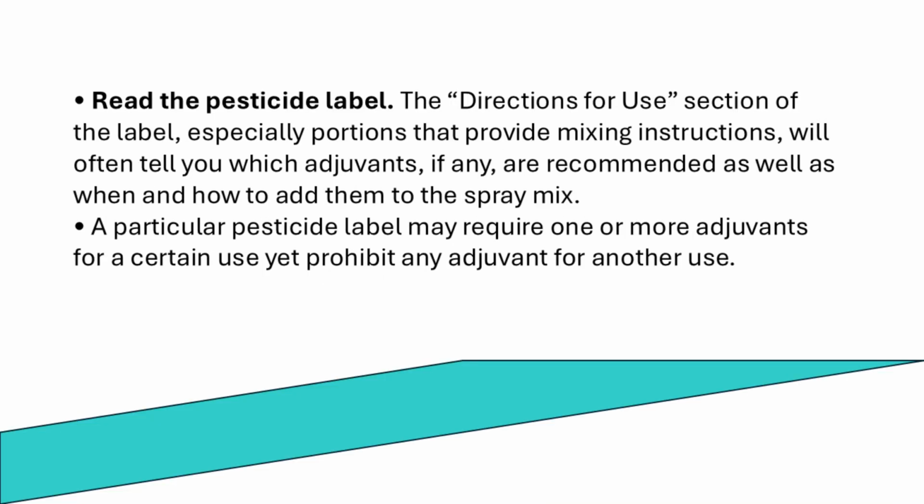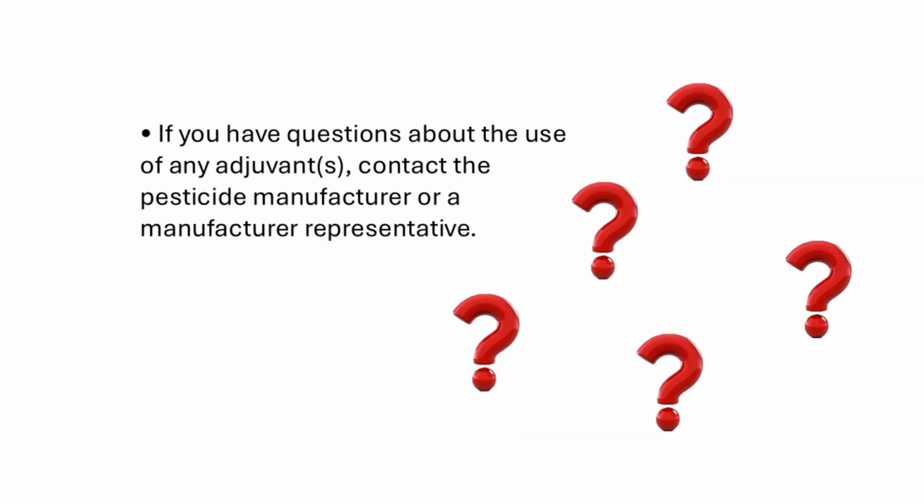Read the pesticide label. The Directions for Use section of the label, especially portions that provide mixing instructions, will often tell you which adjuvants, if any, are recommended, as well as when and how to add them to the spray mix. A particular pesticide label may require one or more adjuvants for a certain use, yet prohibit any adjuvant for another use. If you have any questions about the use of any adjuvants, contact the pesticide manufacturer or a manufacturer representative.